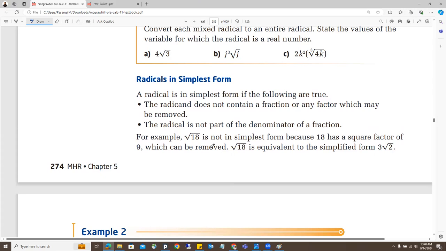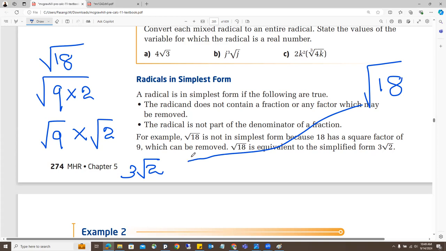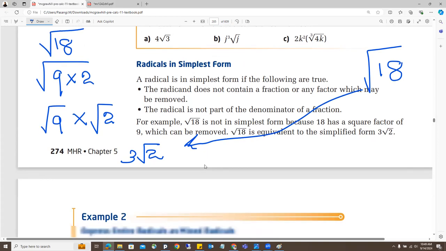For example, if we have square root 18, it is not in simplest form. Why? The reason is that 18 has a square factor of 9. Because 18 can be written as 9 times 2, that means square root 9 times square root 2, so the simplest form is 3 square root 2. Is it clear? Square root 18 is not the simplest form. The simplest form is 3 square root 2. Okay?